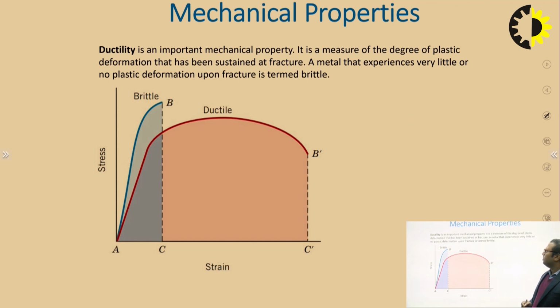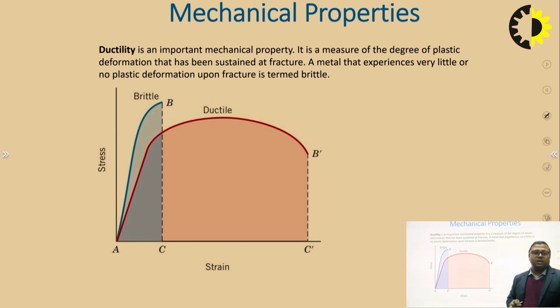So now we will discuss various different types of mechanical properties. Like first is the ductility. Ductility is an important mechanical property which actually measures the degree of plastic deformation up to the fracture limit. So a metal, if it experiences very little deformation or no plastic deformation upon fracture, then that type of material is known as brittle material. And if there is significant deformation when a particular force is applied onto a particular material before its fracture, then that material comes under the category of ductile material.